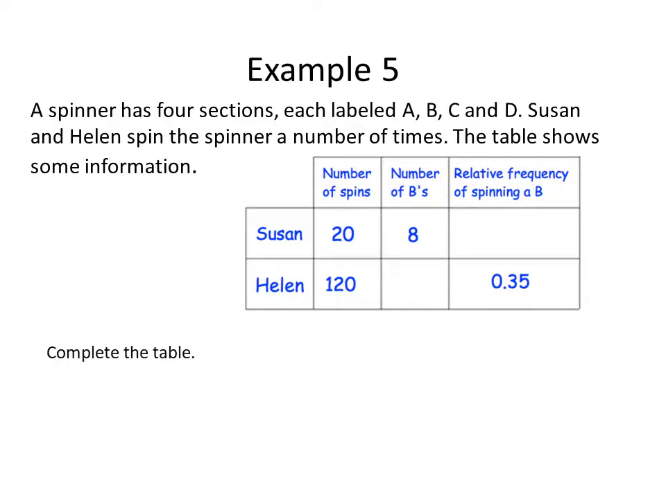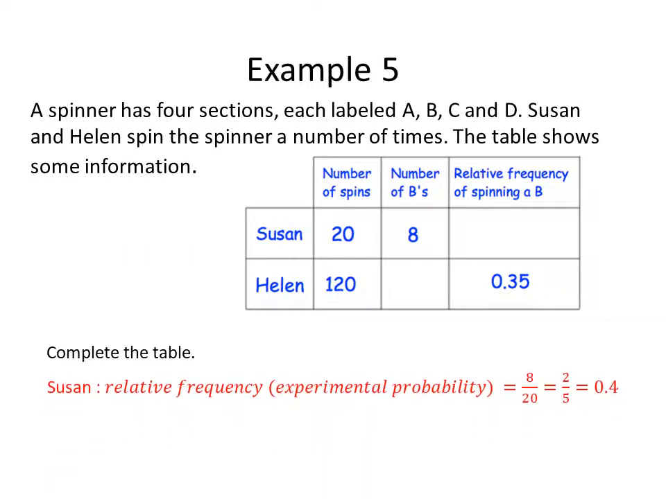Complete the table. Okay, to find the experimental probability of getting B for Susan, we will just divide the number of times we get B by the total number of spins, which is 20 for Susan. So 8 out of 20 will be equal to 2 out of 5, which is 0.4.